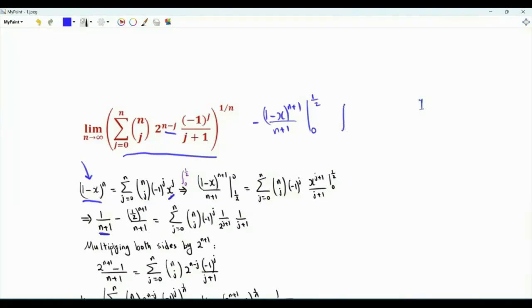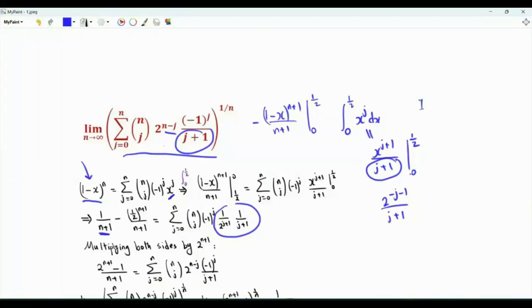On the right-hand side, we have the integral from 0 to 1/2 of x to the j. This is x to the j plus 1 over j plus 1, like here. When we use our limits of integration, 0 gives 0. When we use 1/2, we get 2 to the minus j minus 1 over j plus 1. We are very close to what we have in the limit statement.